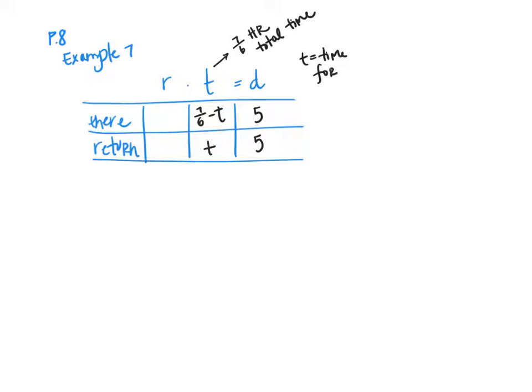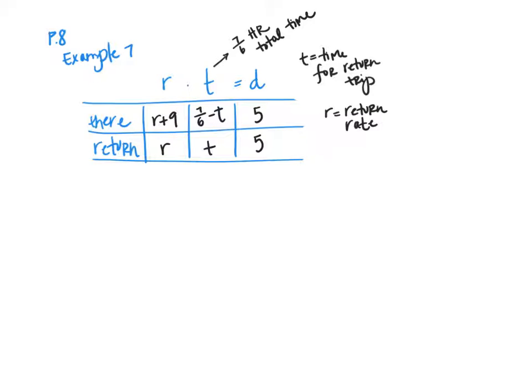Then we also had to identify the rate or the velocity. And so it told us that going there to campus, we were faster. Actually, I think 9 miles an hour faster. So I didn't know the rate. I let R be the return rate, which makes the there rate R plus 9.